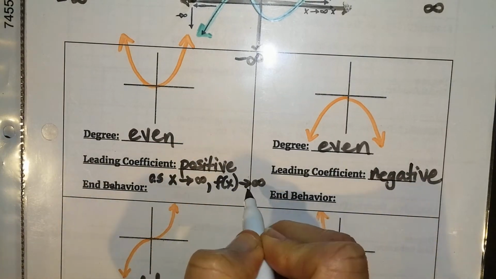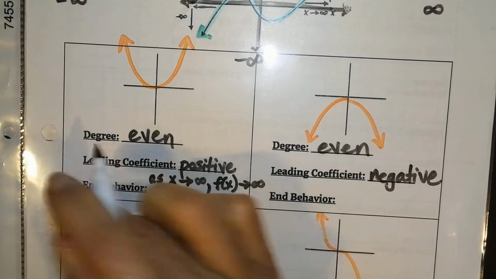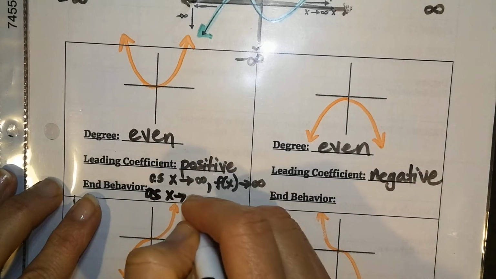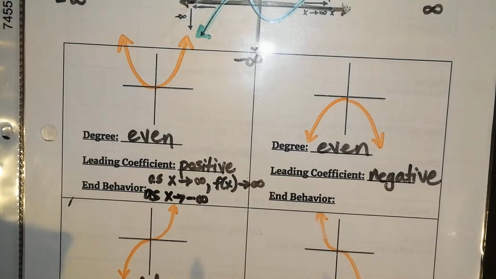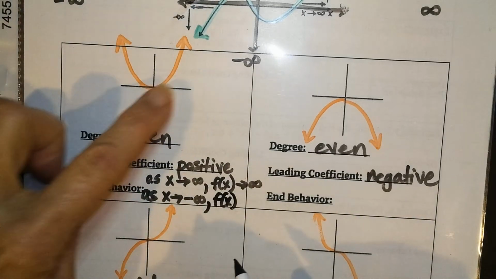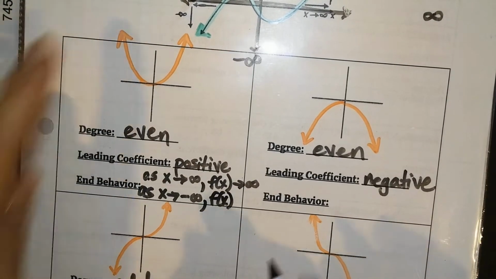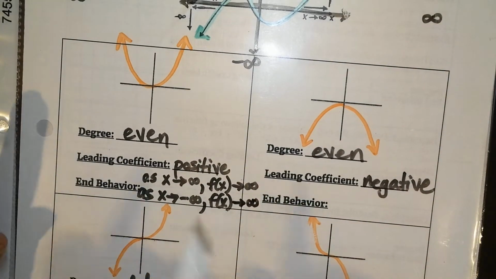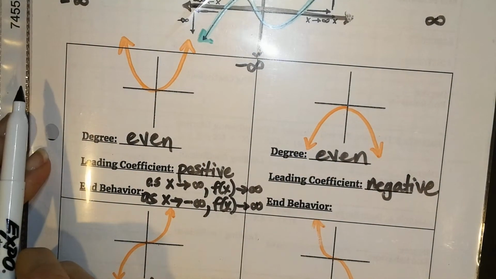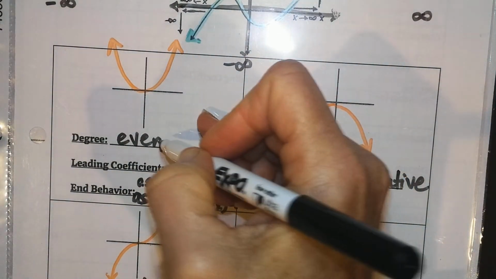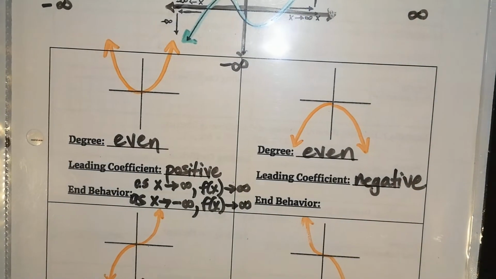That's the right side. Then you'll do the left. As x approaches negative infinity, so it's going to the left, where is the orange line going? It's also going to positive infinity. So as x goes this way, y goes that way. As x goes this way, y goes that way. That's the end behavior for an even positive polynomial.